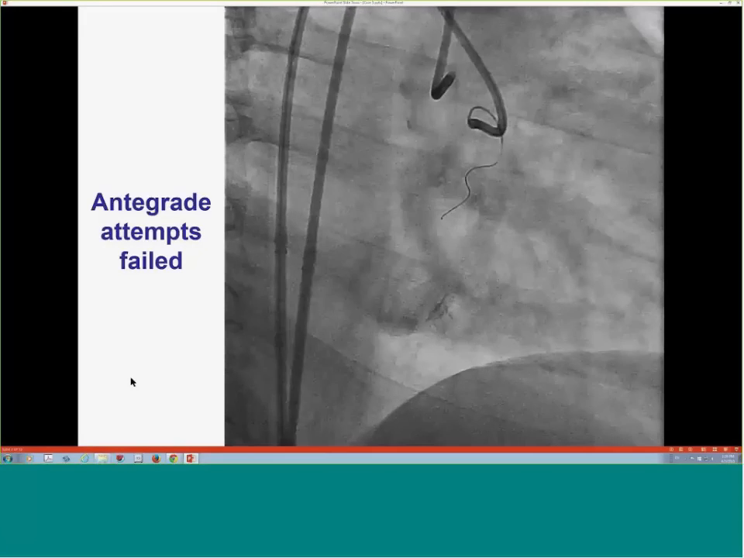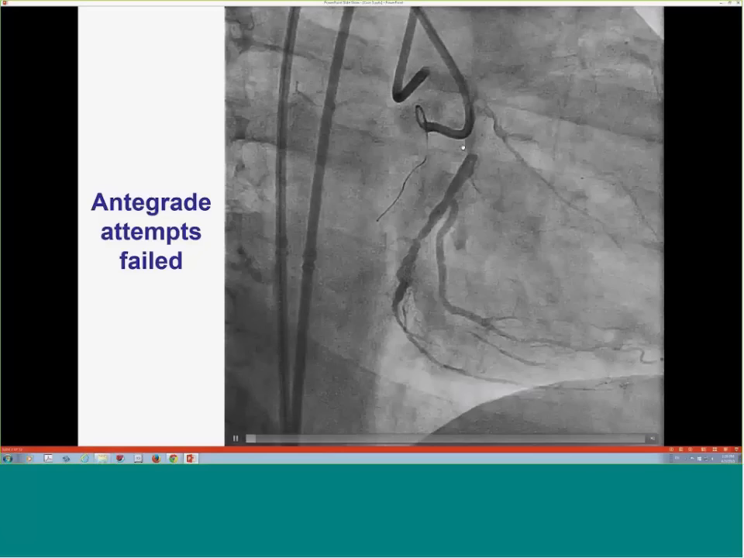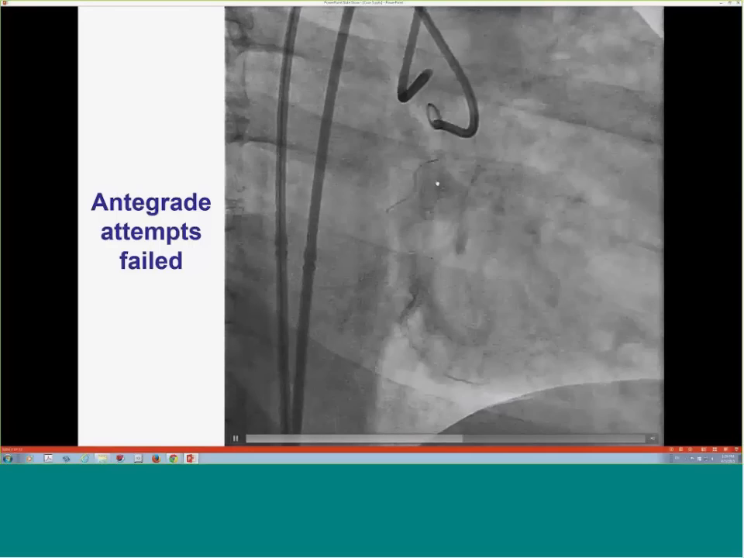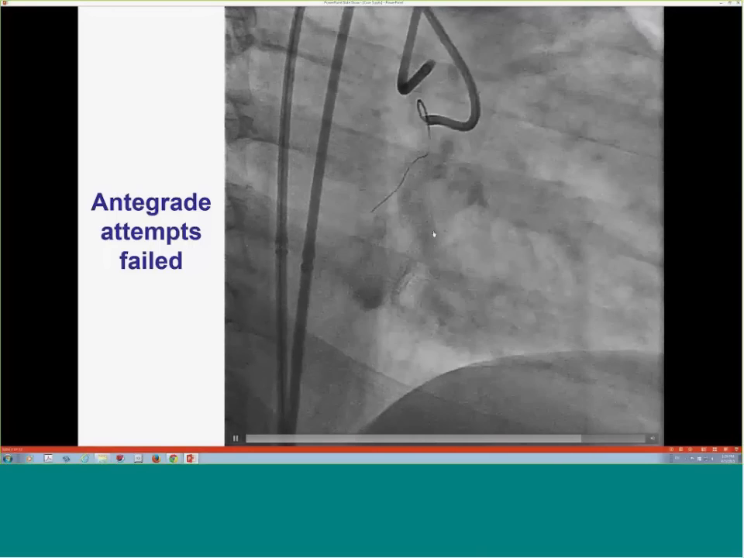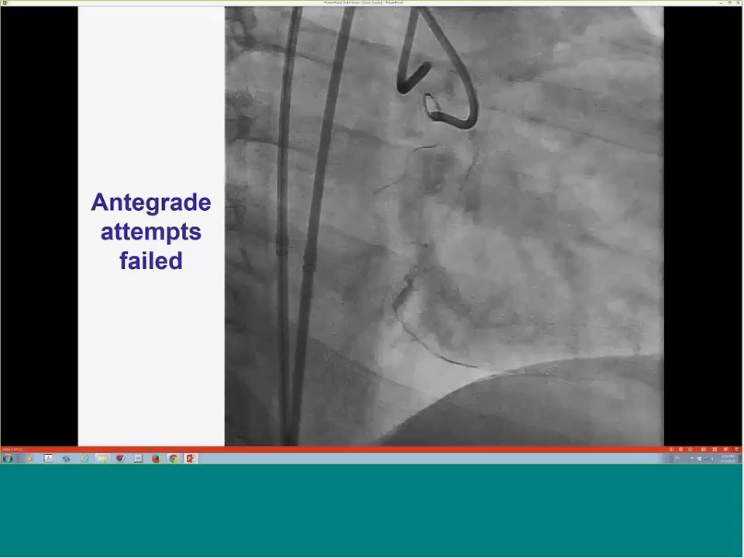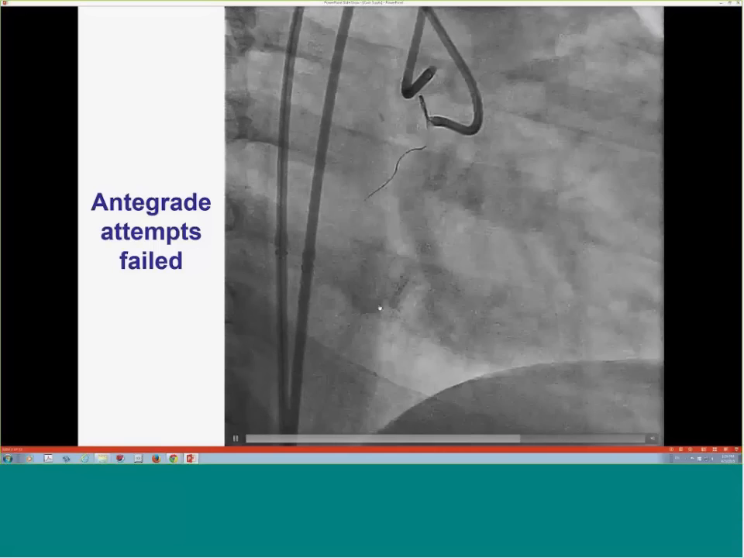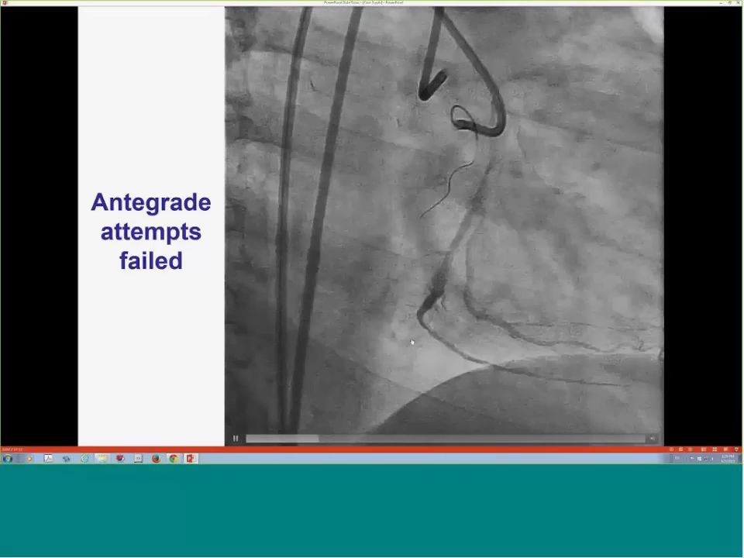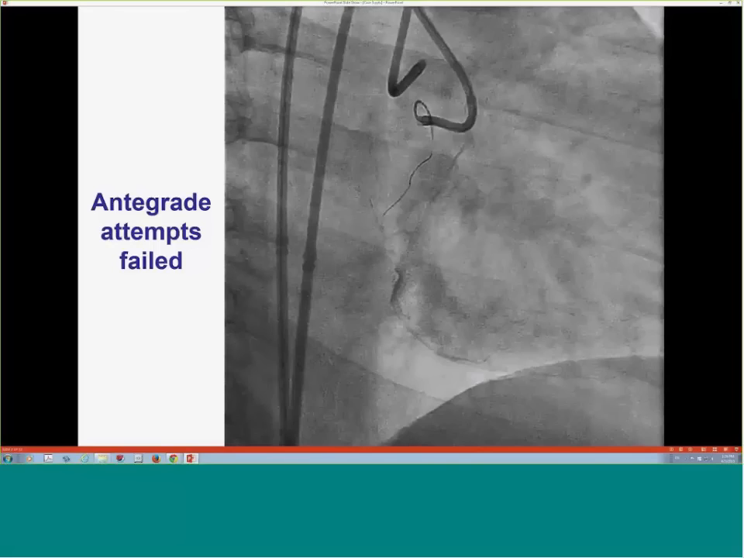And here's another picture coming from the other side. As you can tell, we tried to go antegrade. This is a Corsair catheter, and this was a Fielder XT wire, I think, initially, and then we tried a Sion wire, and then a Pilot 200. And the wire is not moving according to where we think the distal vessel is. So very similar to the first case, you try to go antegrade first.